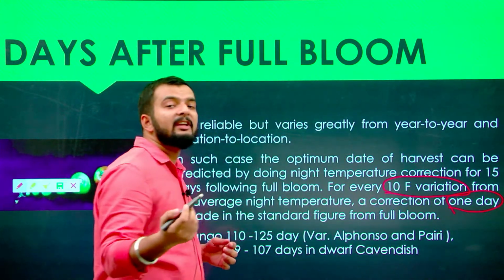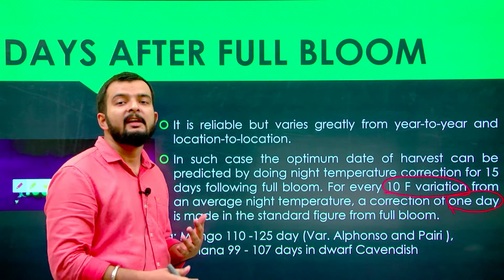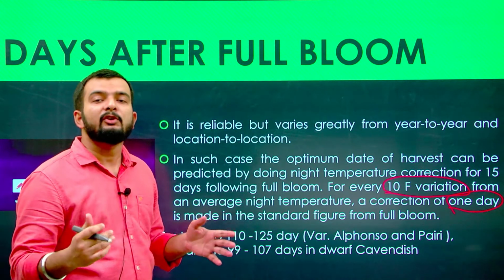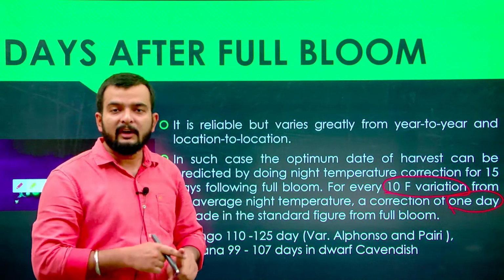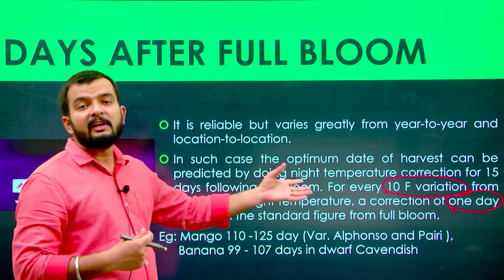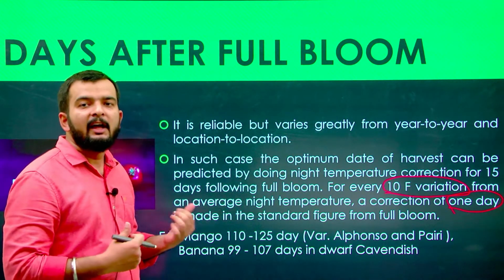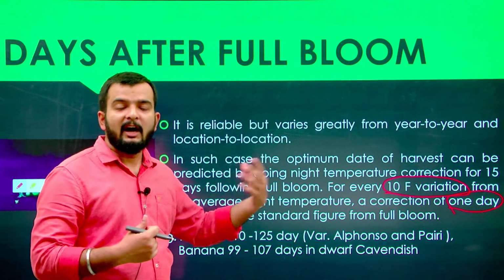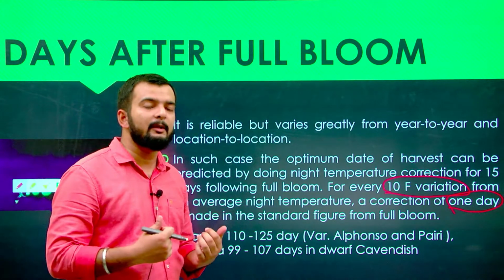Suppose the average temperature during night increases by 10 degree Fahrenheit during a 15 days period, so you have to add 1 more day to the days after full bloom, and after that you have to harvest it. Similarly, if the temperature falls by 10 degree Fahrenheit, you have to deduct 1 day, and in case it increases you have to harvest 1 day before.